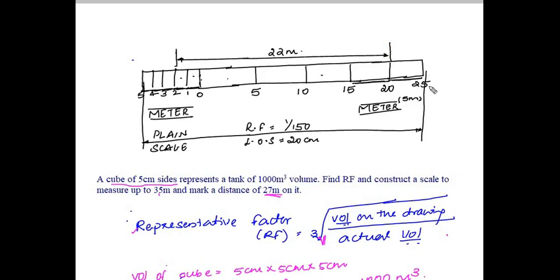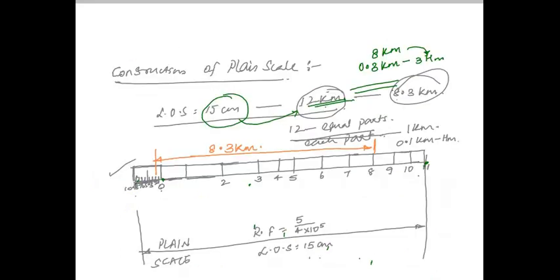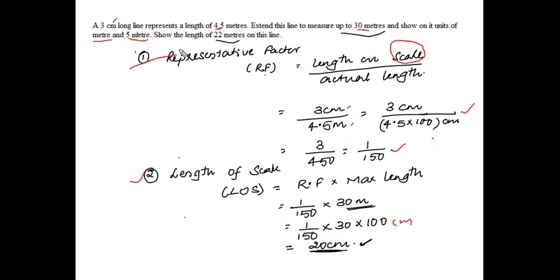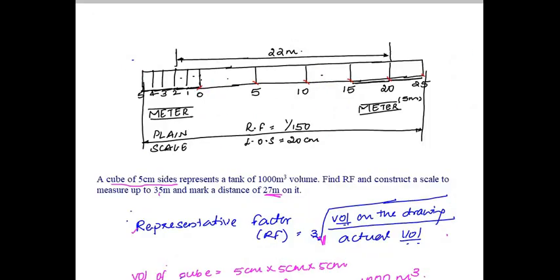Now on the scale we will mark. So first I have divided the scale into 6 parts. So 1, 2, 3, 4, 5, 6. So I have divided the scale into 6 parts. So each part is representing 5 meters. So we can go back to our question and see here. The scale has to show units of meter and 5 meter, and that's what we have done here.